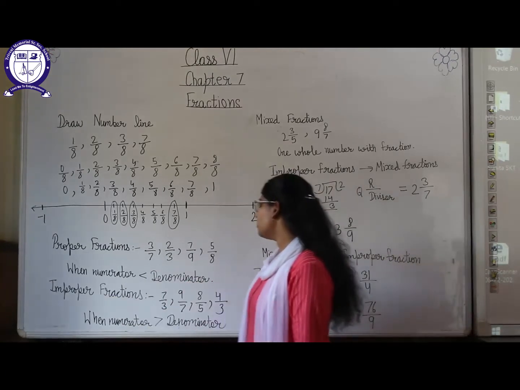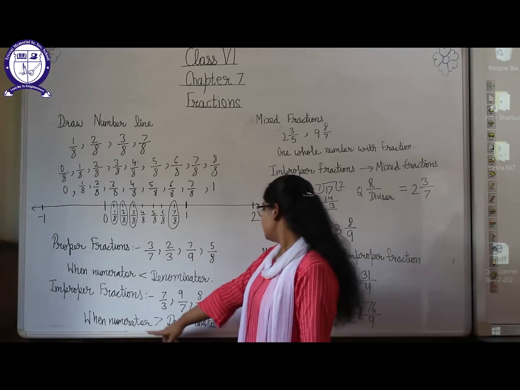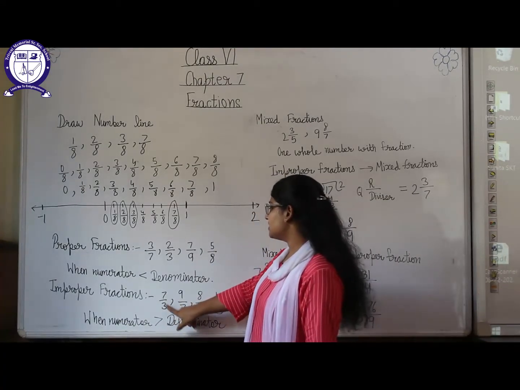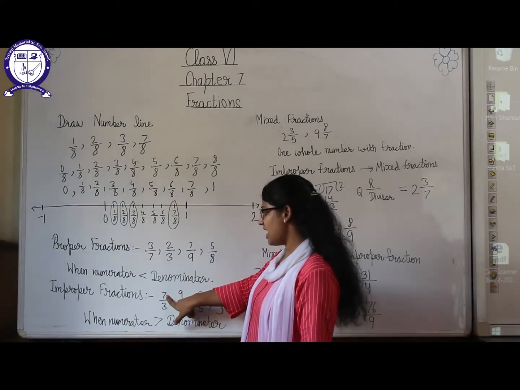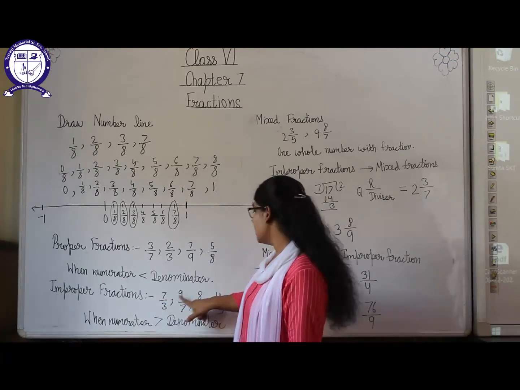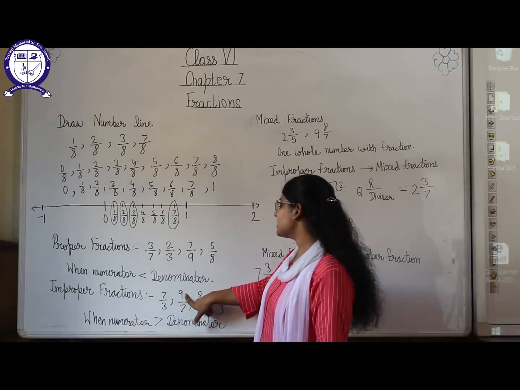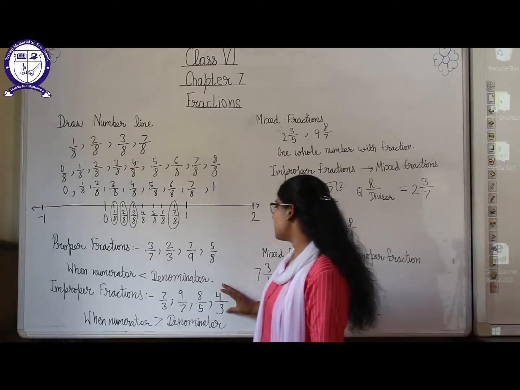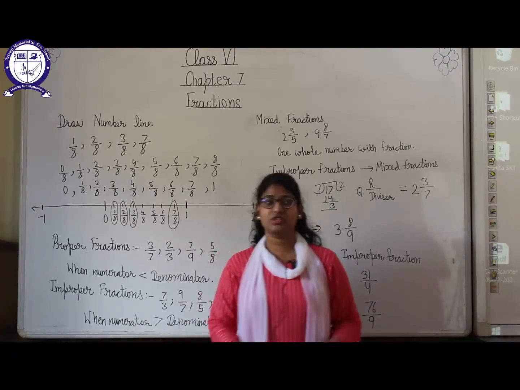Then in improper fraction, numerator is greater than denominator. If we check in this, it is 7 by 3, so 7 is larger one and 3 is smaller one. Here 9 by 7, 9 is larger one and 7 is smaller one. It means all these fractions are improper fractions.